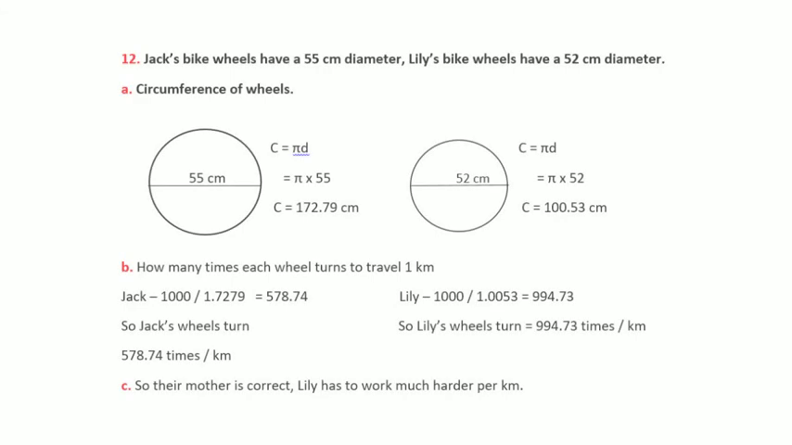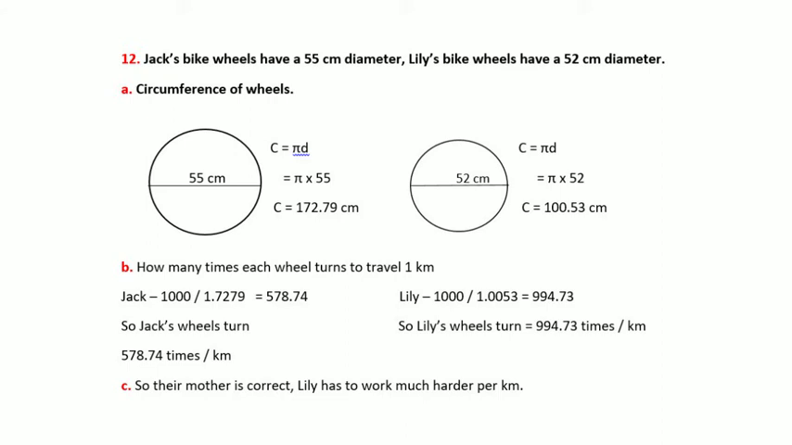Question 12, Jack complains his little sister is too slow. Mum says because she has to work harder. Part A, we compare the circumferences of both bikes. Jack's has a 55 centimetre diameter and Lily has 52. You can see that his circumference is much more than hers.